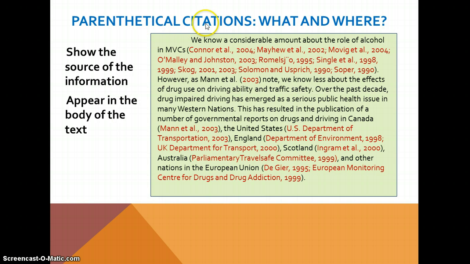Now let's look at parenthetical citations. What are they and where are they? Many times in text we see something like this. The black is the text, and the red here is all of these references to all kinds of articles. The exact information about the article is in the reference. This tells us where the author got his or her information. So if we look, we know a considerable amount about the role of alcohol in MVCs, then this is where our authors got the information. And here, and here, and here. They appear in the body of the text.